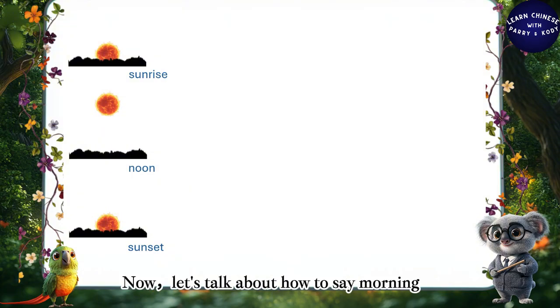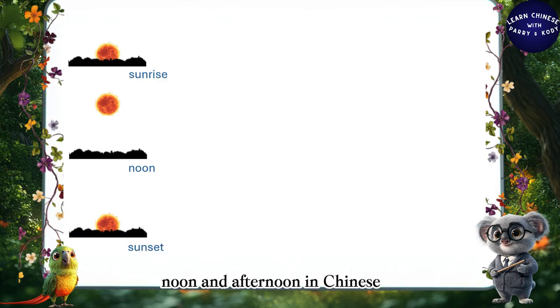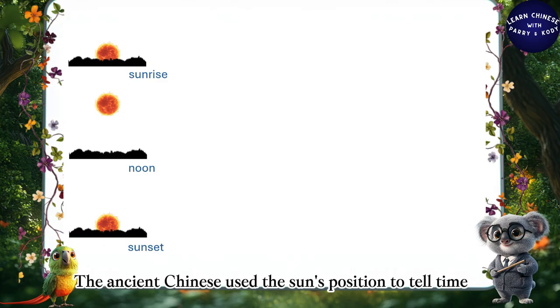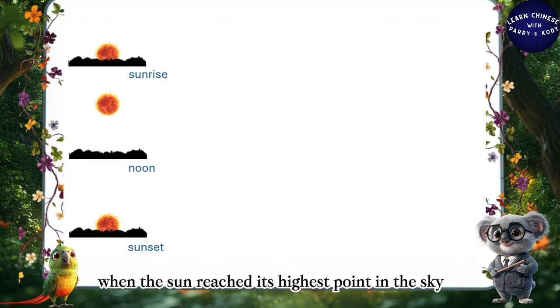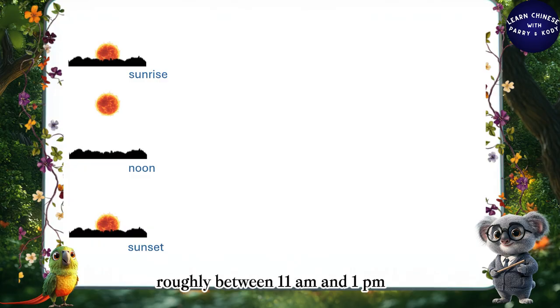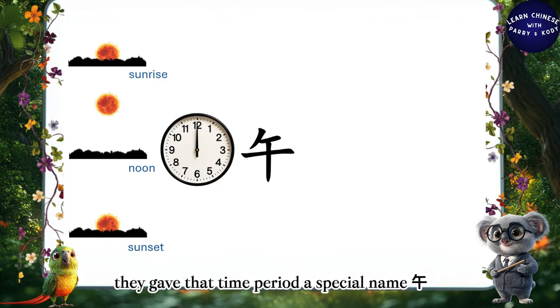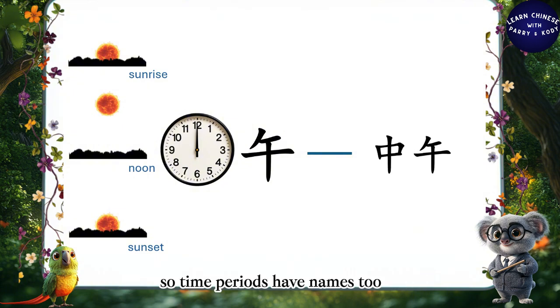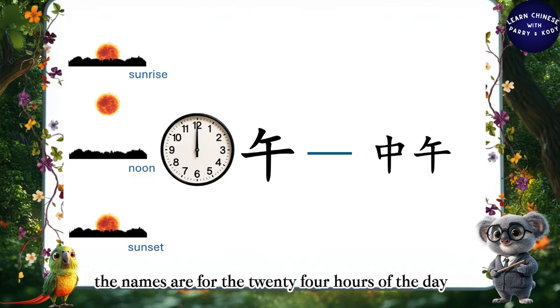Now, let's talk about how to say morning, noon, and afternoon in Chinese. The ancient Chinese used the sun's position to tell time. When the sun reached its highest point in the sky, roughly between 11 a.m. and 1 p.m., they gave that time period a special name. 午. So time periods have names too. I really want to know what all the names are for the 24 hours of the day.